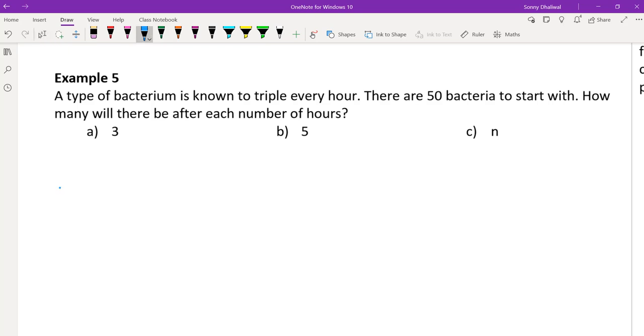So if I said we started off with 50 bacteria. After 1 hour, it triples. So how many bacteria do we have after 1 hour? 50. Good. So we had 50. We just times it by 3. It's 150. Okay.